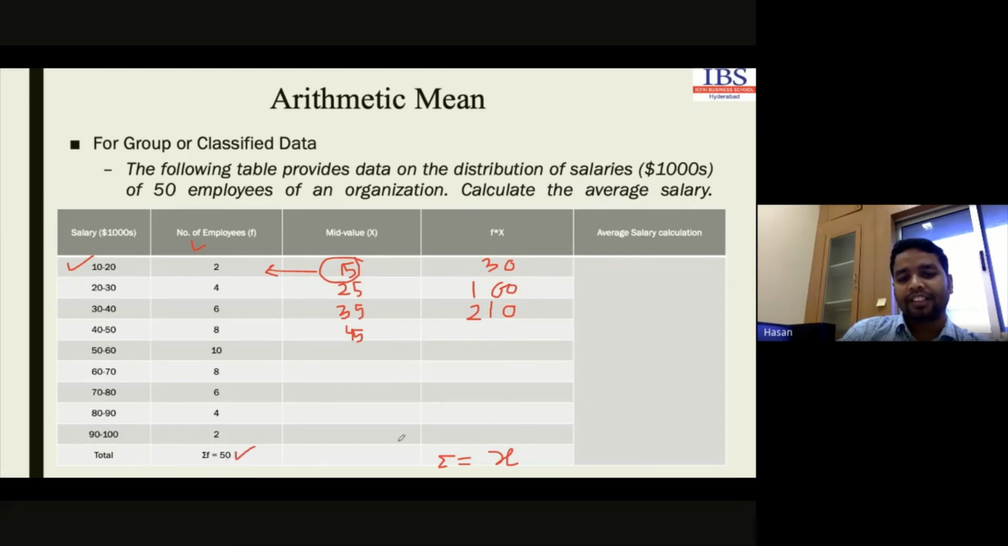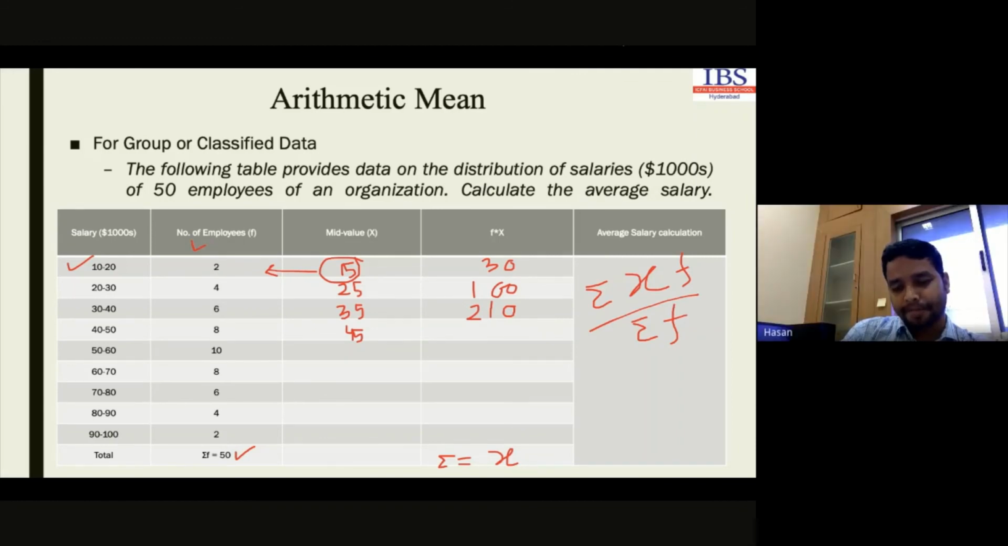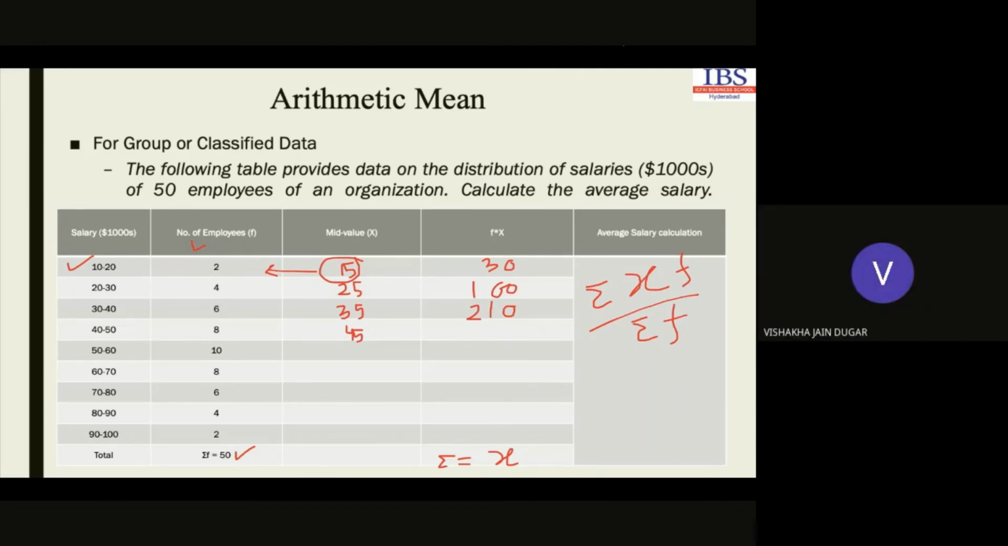So what will be the average here? The same rule: summation of xf divided by summation of f. So the rule is the same, very simple. Is that clear? Yes, sir. Everyone clear? Okay, very good.